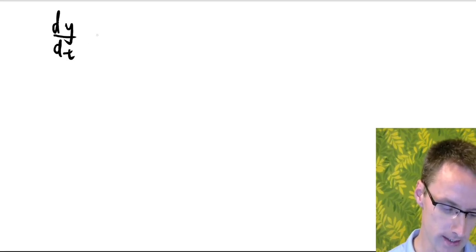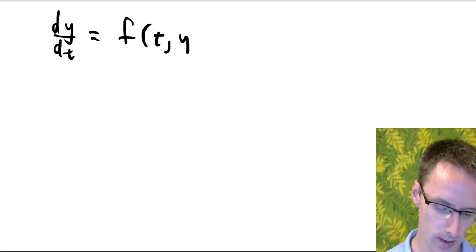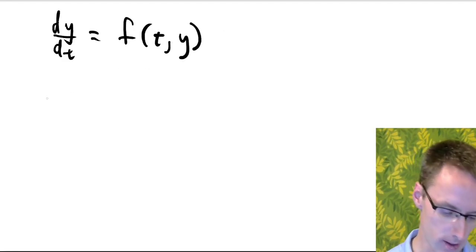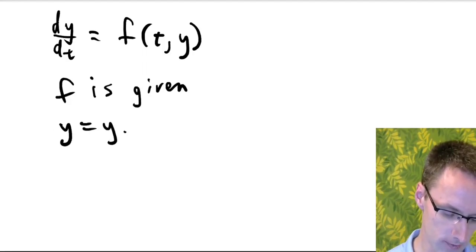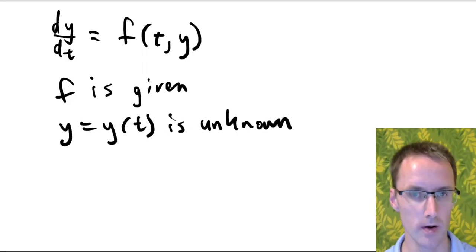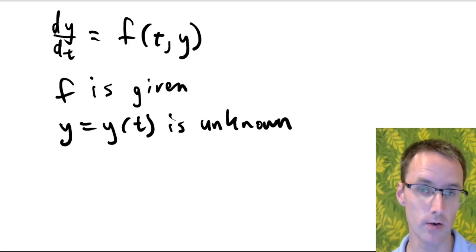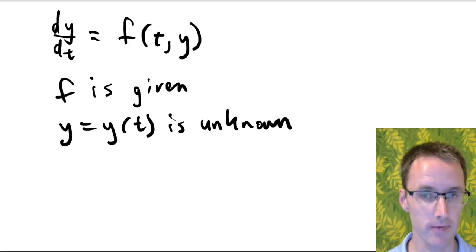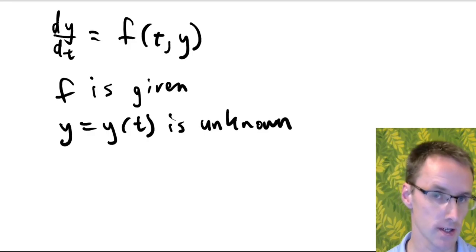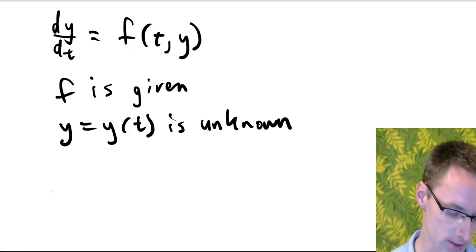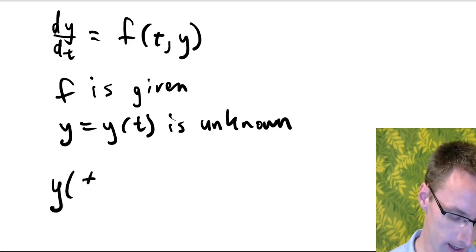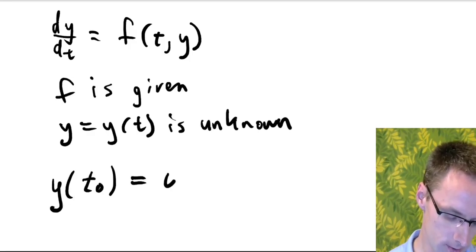dy/dt is equal to some function of t and y, where here f is given, y is a function of t, and it's unknown. With differential equations, your unknown is an entire function. On top of this, we usually have some kind of data, such as initial data, to solve this equation. So we might have something like y at some initial time is equal to y0.